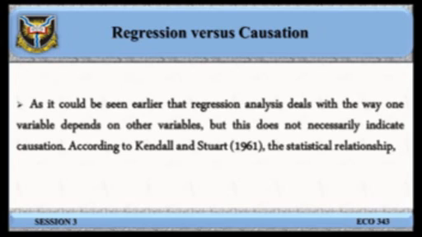Regression versus causation. As could be seen earlier, regression analysis deals with the way one variable depends on other variables, but this does not necessarily indicate causation. According to Kendall and Stewart, 1961, a statistical relationship, however strong and suggestive, cannot establish causal connection. The ideas of causation must be derived from outside statistics, which is ultimately from some theories.